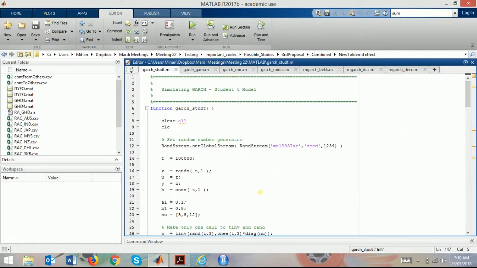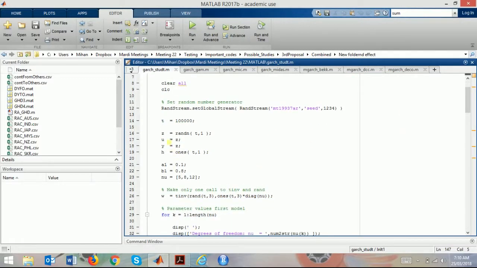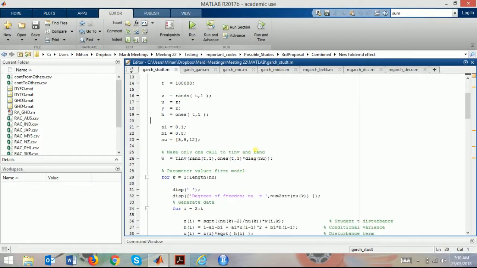Let's run it 100,000 times. So I create a z with random numbers, u equals z, y equals z. I'm just stocking things in because it's a simulation problem, into u and y, and I'm creating storage for the standard deviations. A1 is 0.1, B1 is 0.8 given to me, or as assumed, initialization, and I'm taking 3 nus.